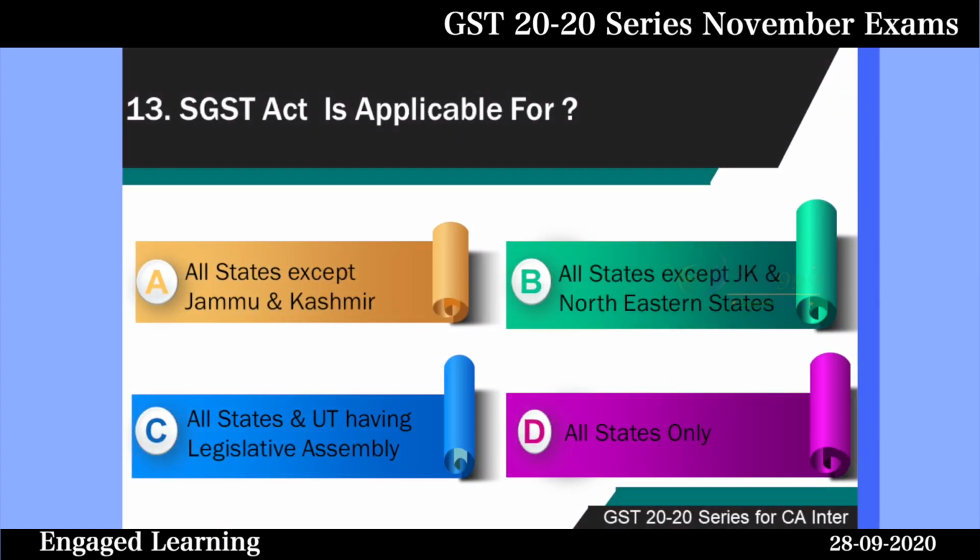SGST Act is applicable for option A, all states except Jammu and Kashmir. Option B, all states except Jammu and Kashmir and northeastern states. Option C, all states and union territory having legislative assembly. And option D, all states only.